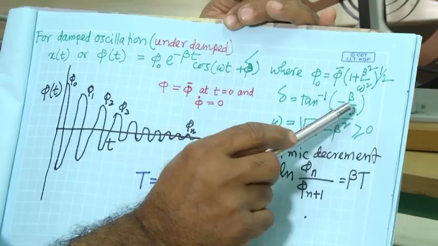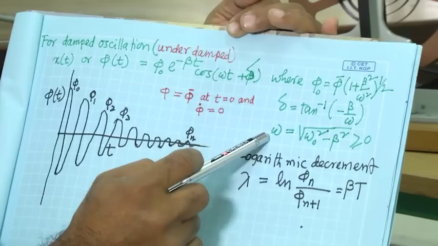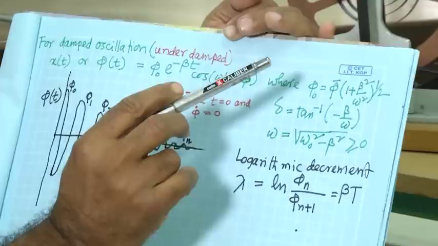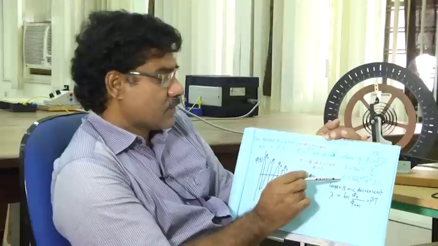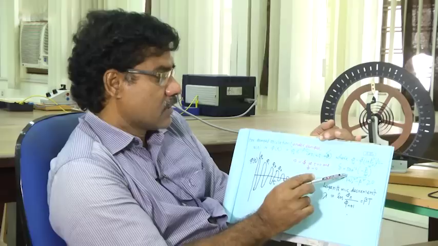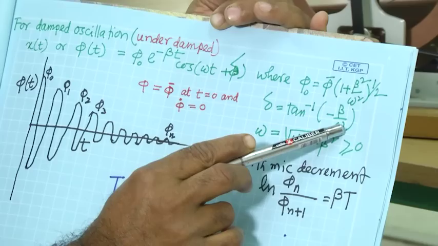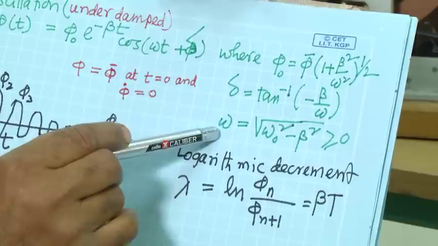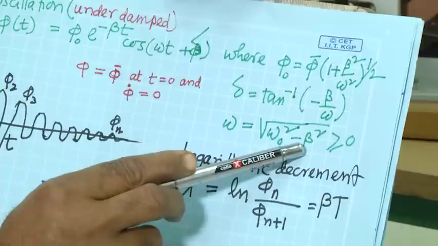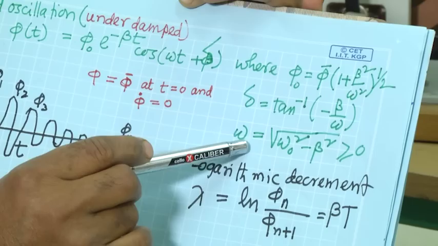If you solve this differential equation, you will get this. Here the important thing is these two parts. One is the frequency of this damped oscillator. This is the angular frequency omega equal to the square root of omega 0 square minus beta square. Okay. So beta is the damping constant and omega 0 is the natural frequency. To get it one has to find out beta. If you find beta, then you can get this omega, the frequency of the damped oscillator.